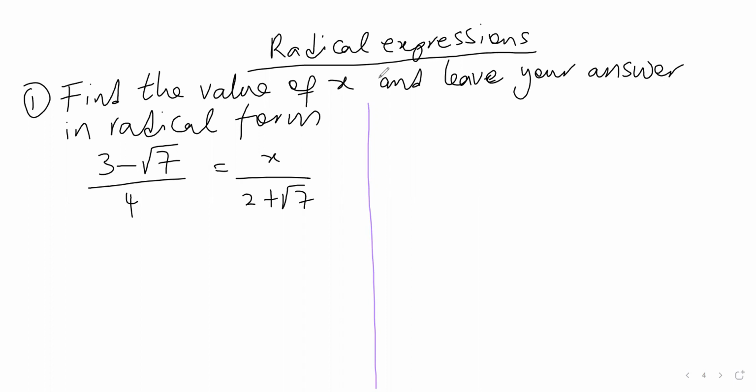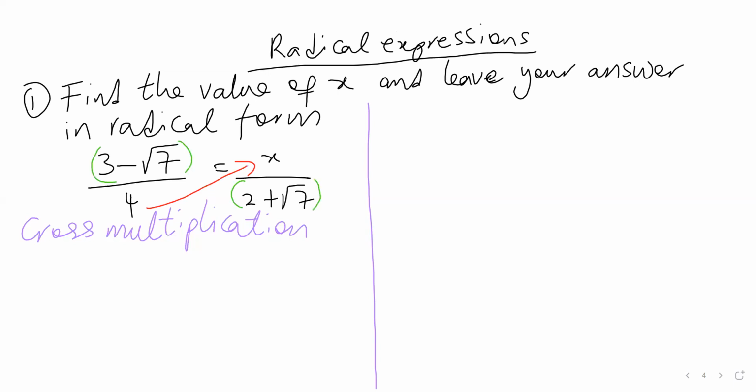Now, when you have an equation like this, you can solve it by doing cross multiplication, okay? What it means is this will multiply this, and the whole of this will multiply the whole of that. So like this, okay? You can do cross multiplication. All right, so let's do cross multiplication.